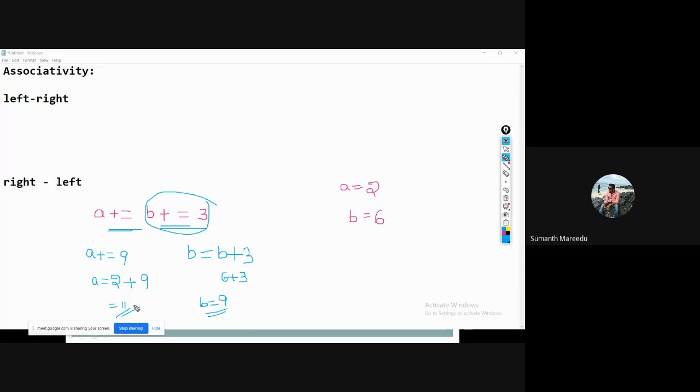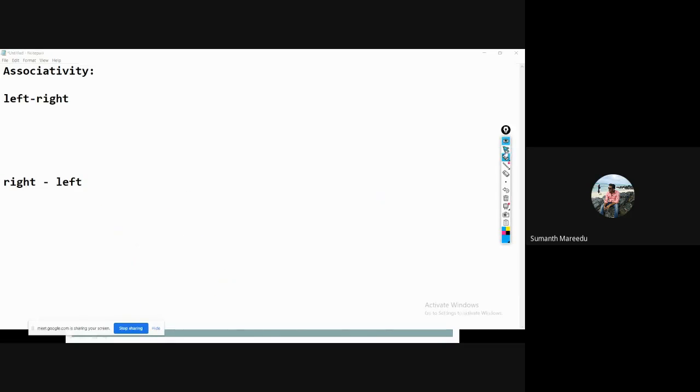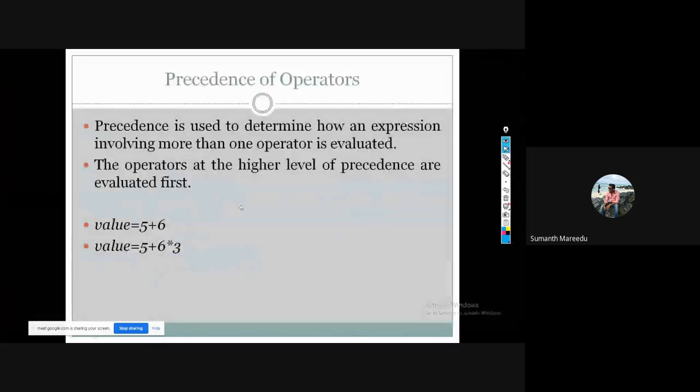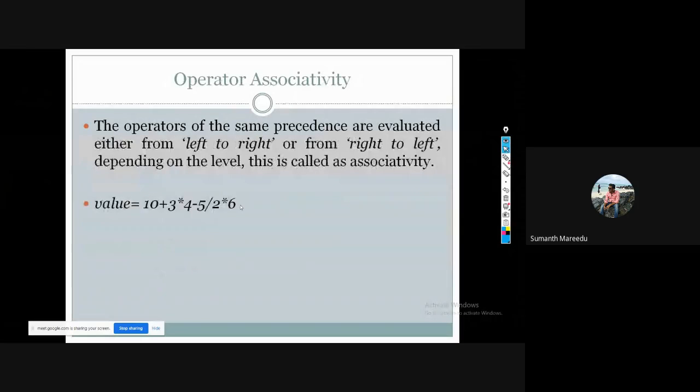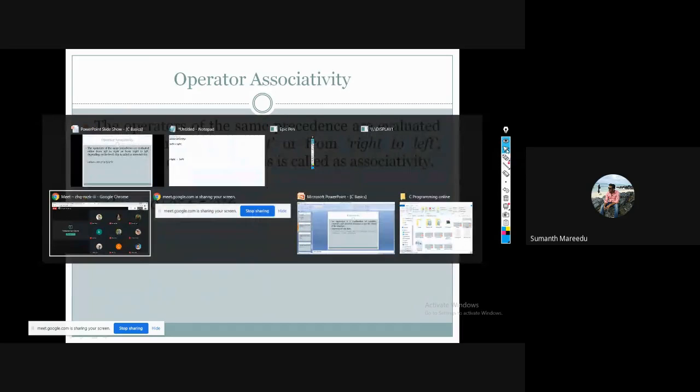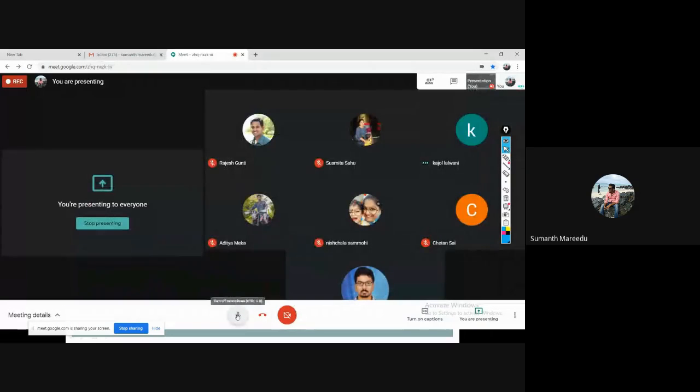So a few operators have left to right and a few operators have right to left. That is actually defined in the language itself. So operators of the same precedence are evaluated either from left to right or right to left, depending on the level. This is called associativity. Just give me a minute.